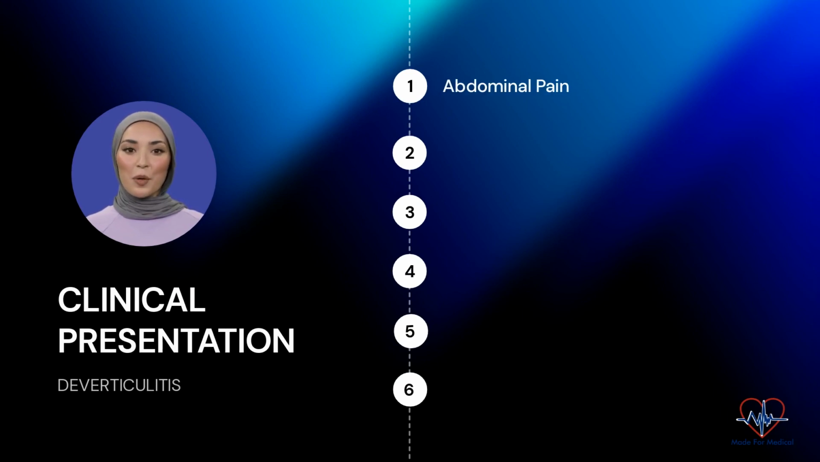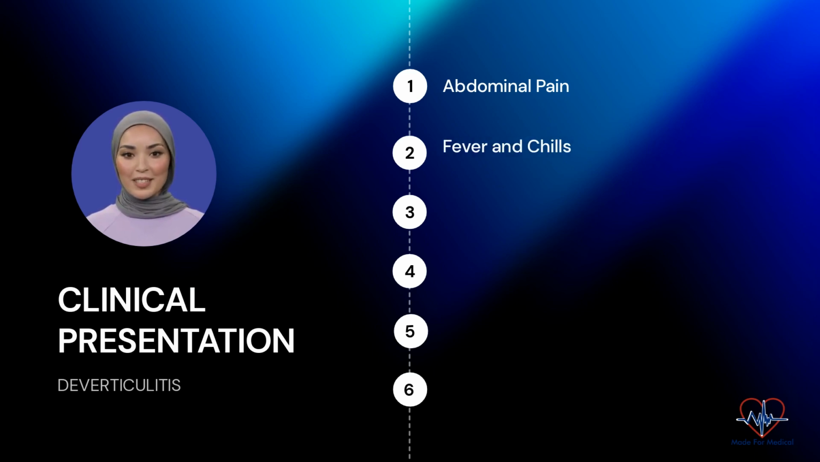Abdominal pain is the hallmark symptom of diverticulitis. It is usually localized to the left lower quadrant of the abdomen, corresponding to the location of the sigmoid colon where diverticula are commonly found. The pain is often described as crampy or constant and may worsen with movement or palpation. In some cases, the pain can be more diffuse or involve the entire abdomen.